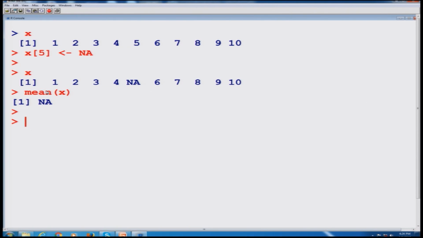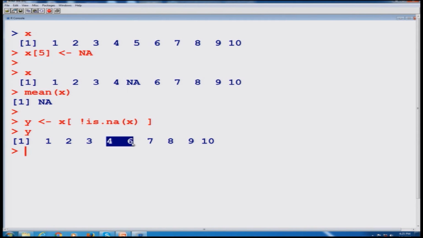Now, I try to define another vector in which I am trying to remove these NA values. Now, if you try to see the y values, which are something like this, 5 is now missing, or NA is missing. Now, if you try to find out the mean of y, you get this value.